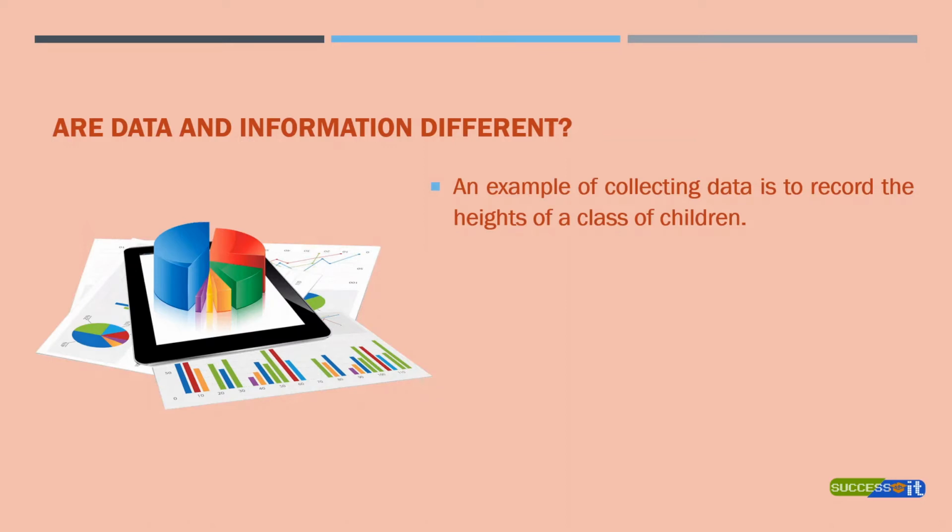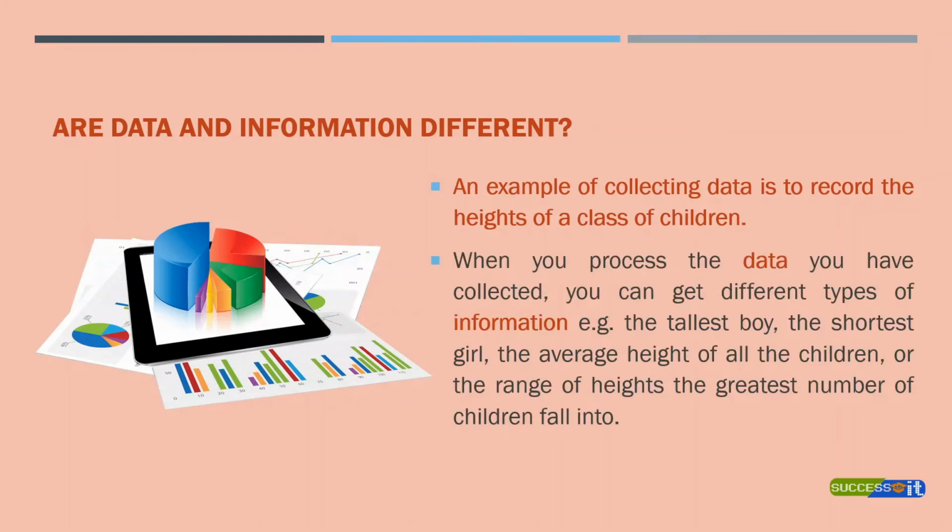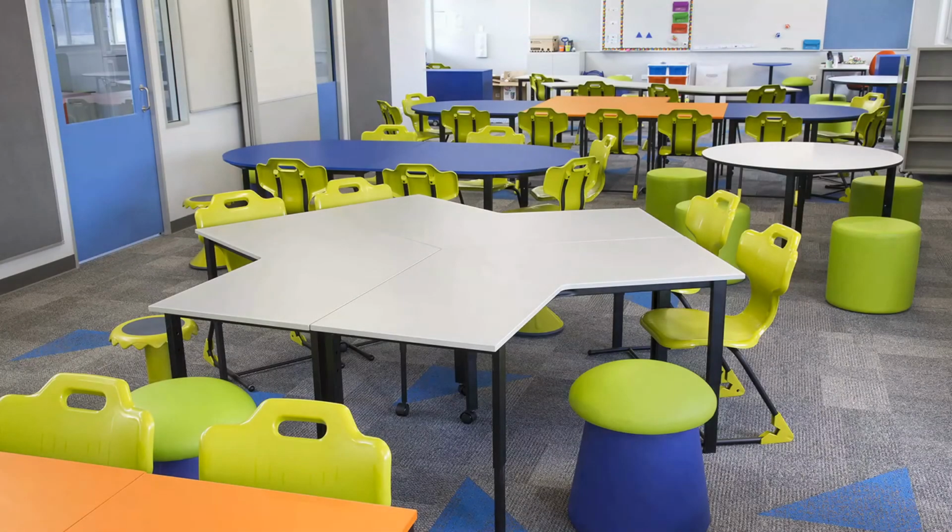So, an example of collecting data is to record the heights of a class of children. When you process that data that you have collected, you can get different types of information. Example, the tallest boy, the shortest girl, the average height of all the children, or the range of heights the greatest number of children fall into. This information can prove to be very useful, for instance, when choosing or designing furniture for a kindergarten classroom.